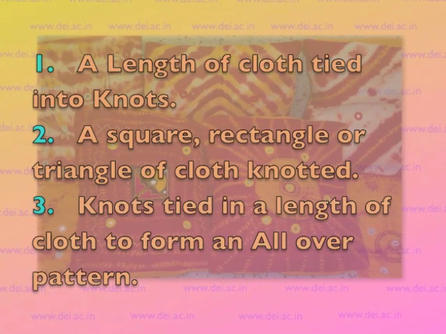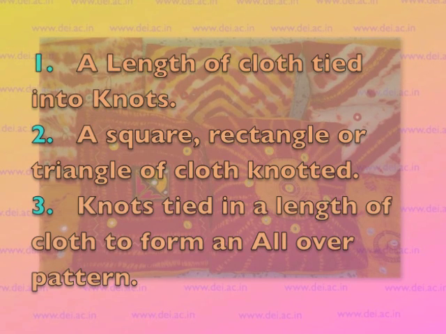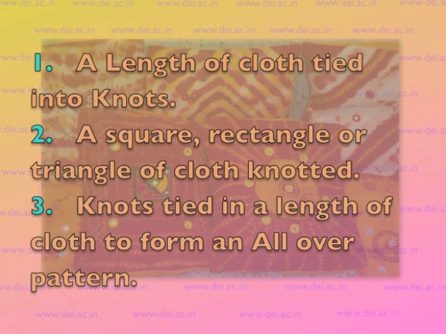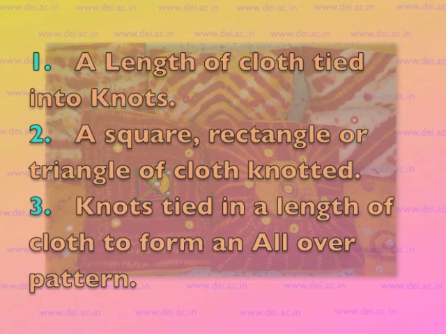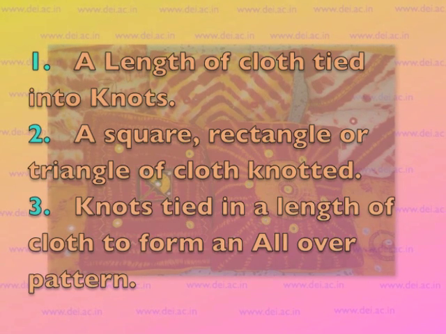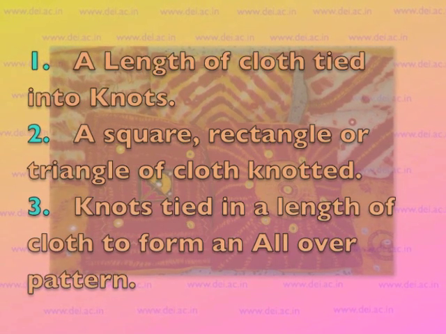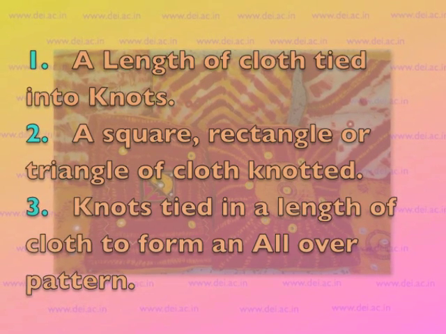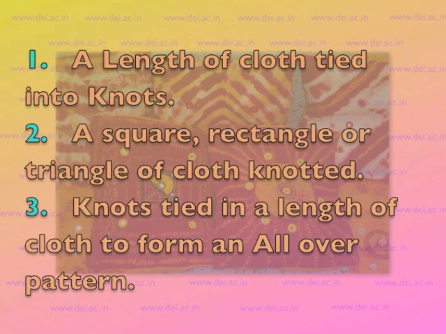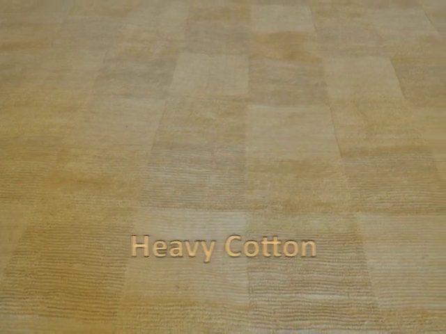Knotting may be operated in three ways. Length of cloth tied into knots. A square, rectangle or triangle of cloth knotted. Knots tied in a length of cloth to form an all-over pattern. A strip of fine cloth is best. The wider and coarser it is, the fewer the knots. The most interesting texture is obtained from more and lesser knots rather than large, clumsy ones.